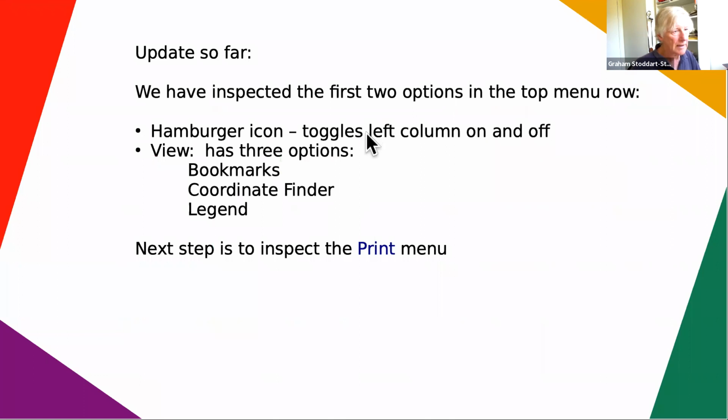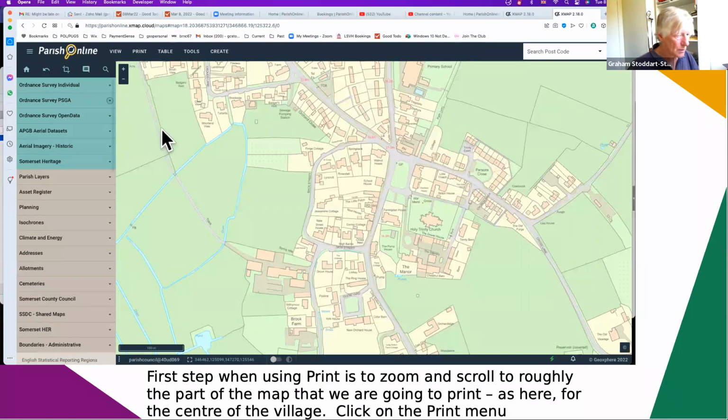All right. So just to recap where we are, we've done the first two items, the hamburger and the view. Next one in the list is print. So when you want to do a printout of the map, it helps if you're in the right place to begin with. So I'm just suggesting that we scroll around till we find somewhere. I'm going to do a print for this example of the center of our village.